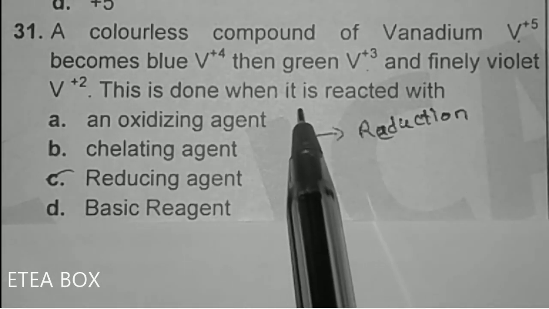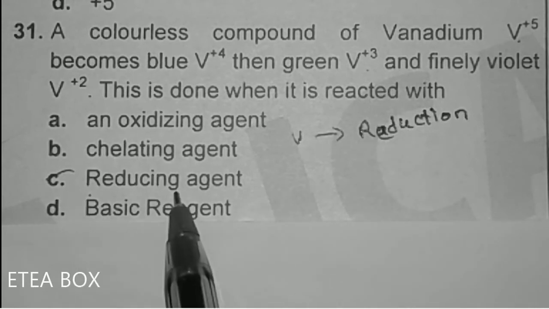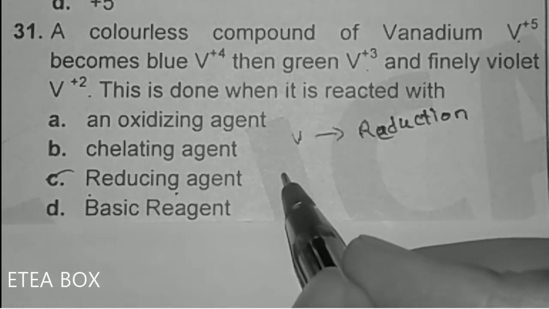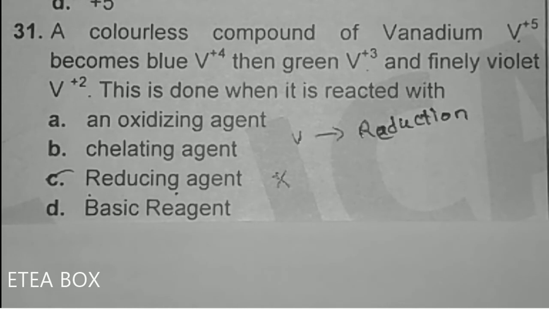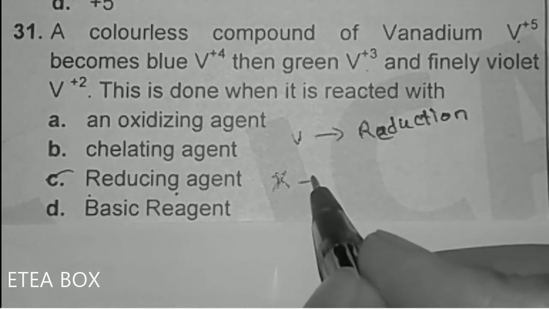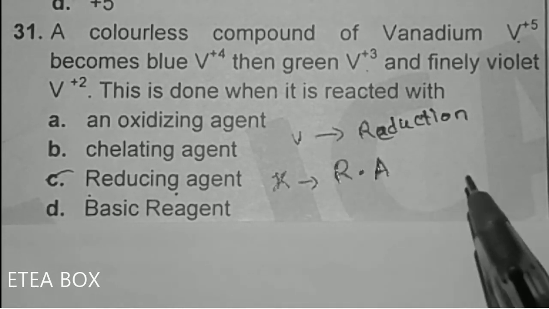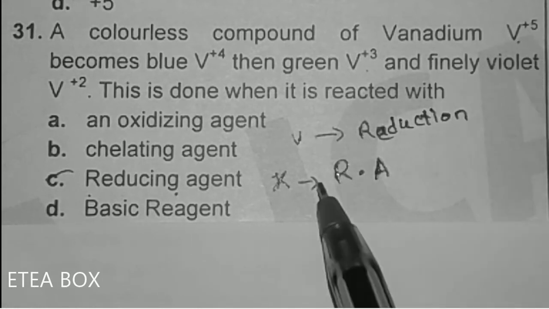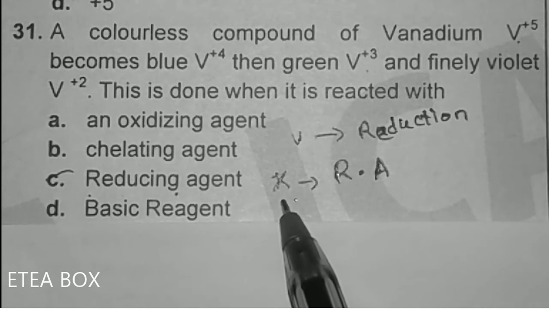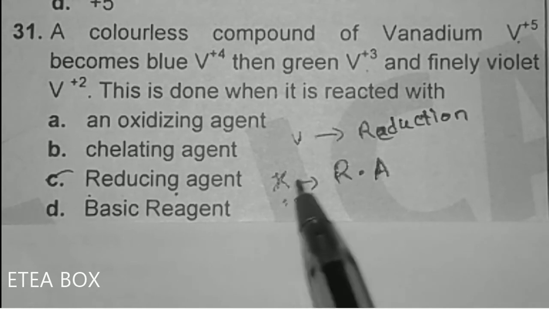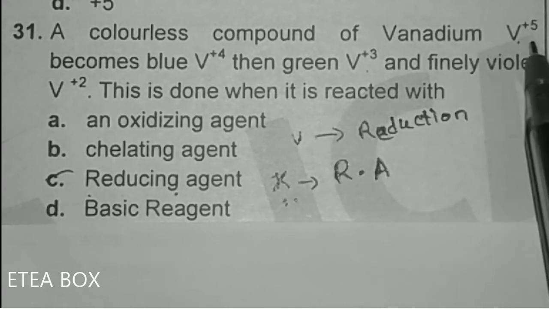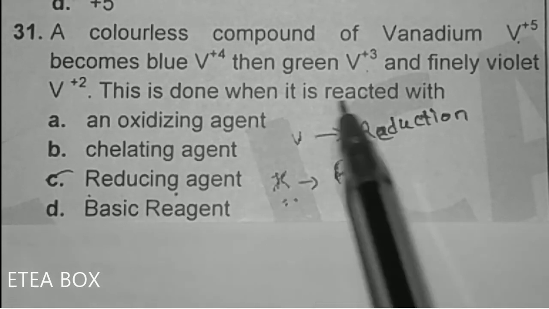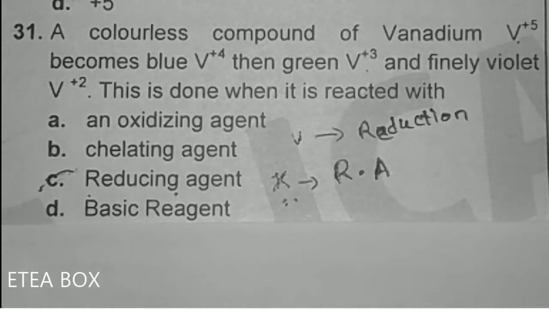Now this is done when it is reacted with a reducing agent. Let's suppose here is X substance. When this X substance is a reducing agent, then what will happen? It will reduce the vanadium, it will give the electron to vanadium, and itself it will be oxidized, which means that it will lose electron and give electron to vanadium. So this is done when it is reacted with a reducing agent.